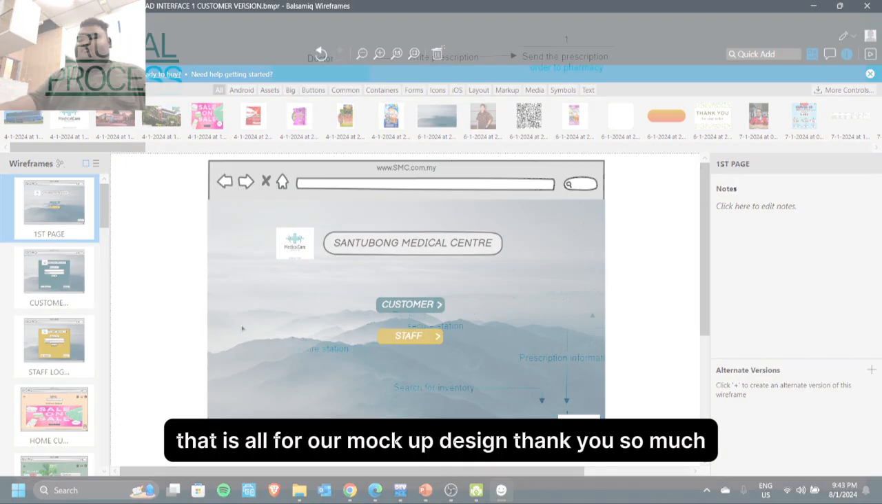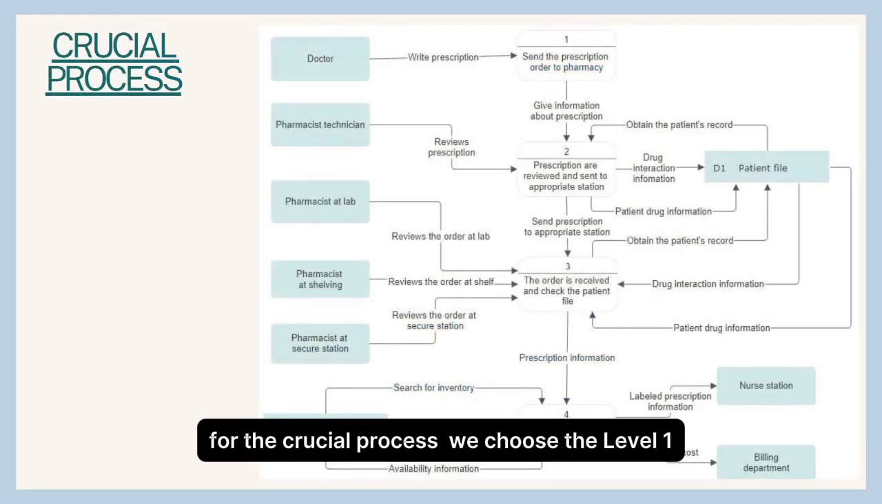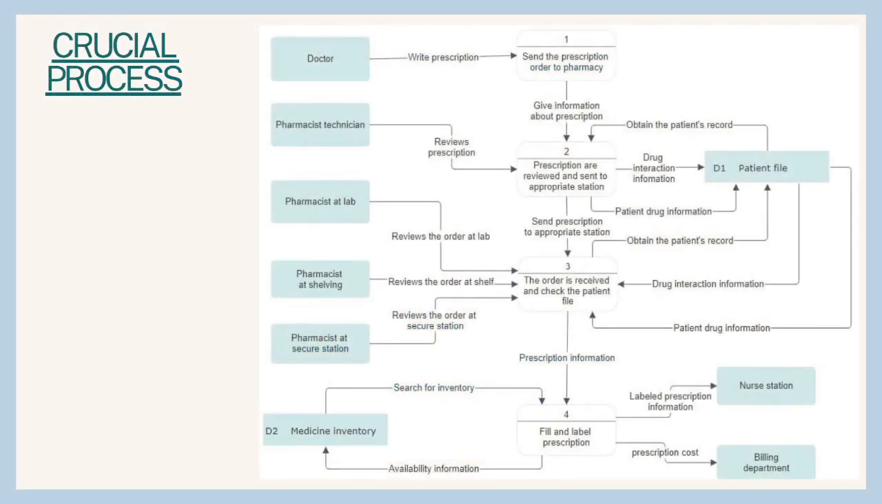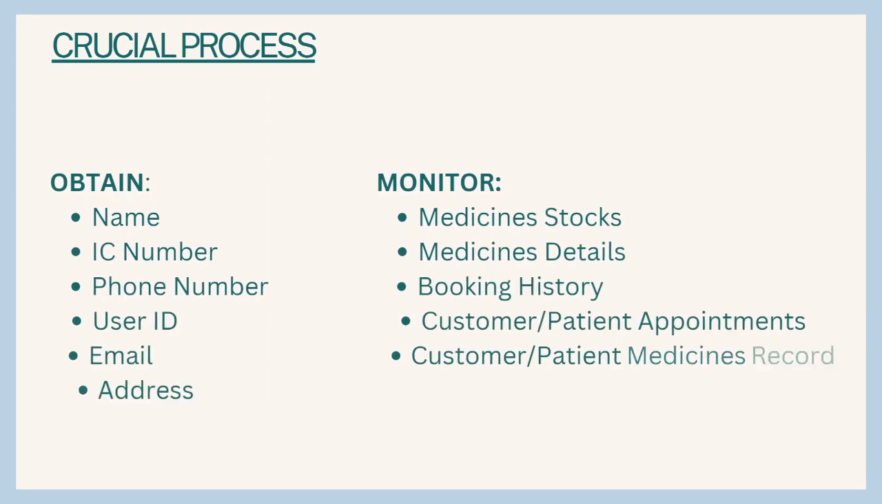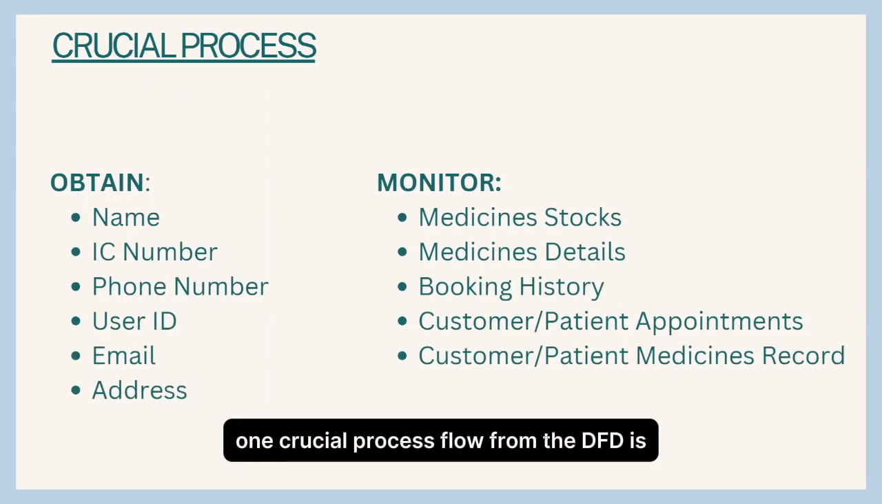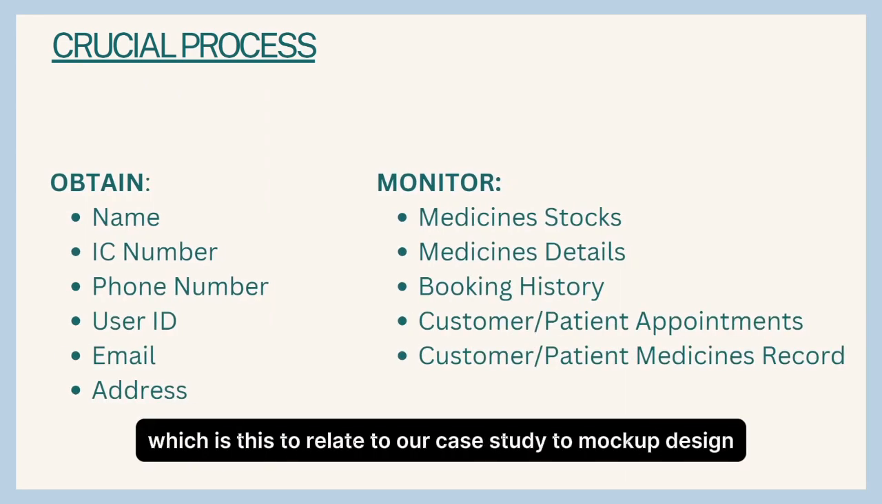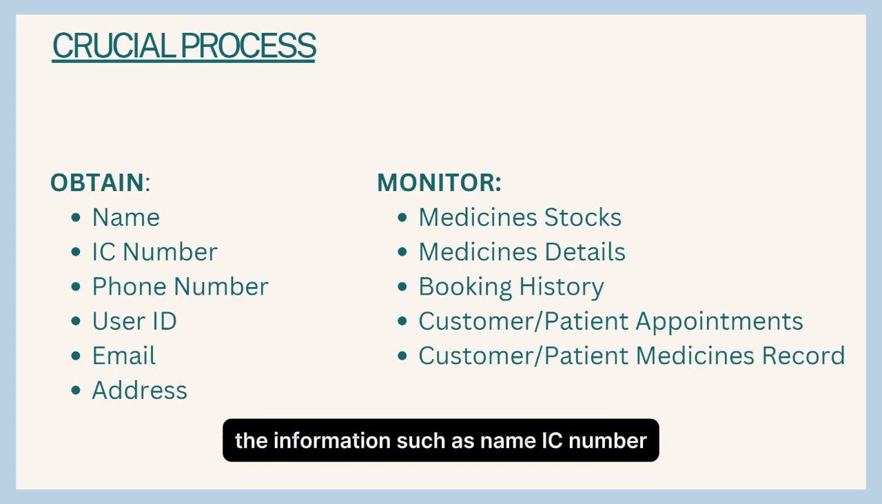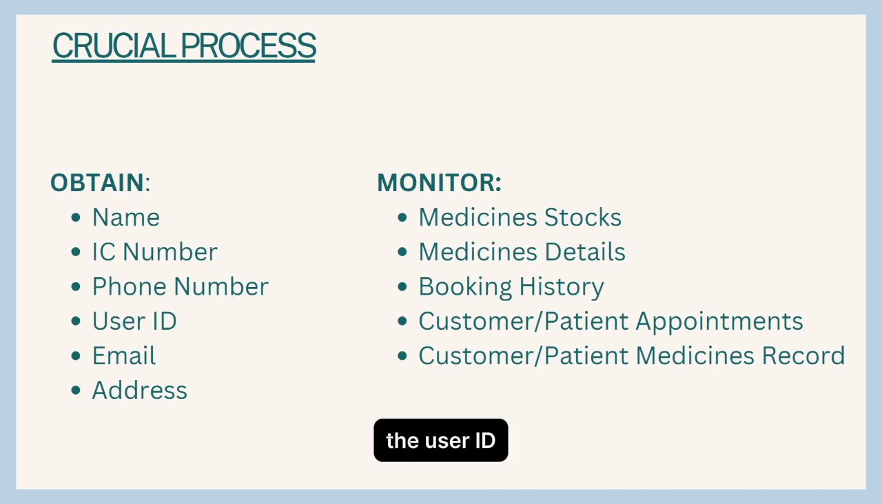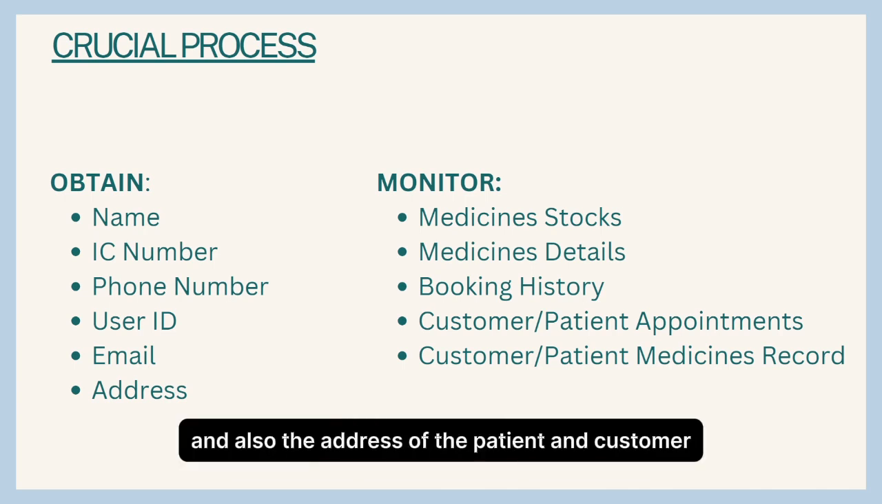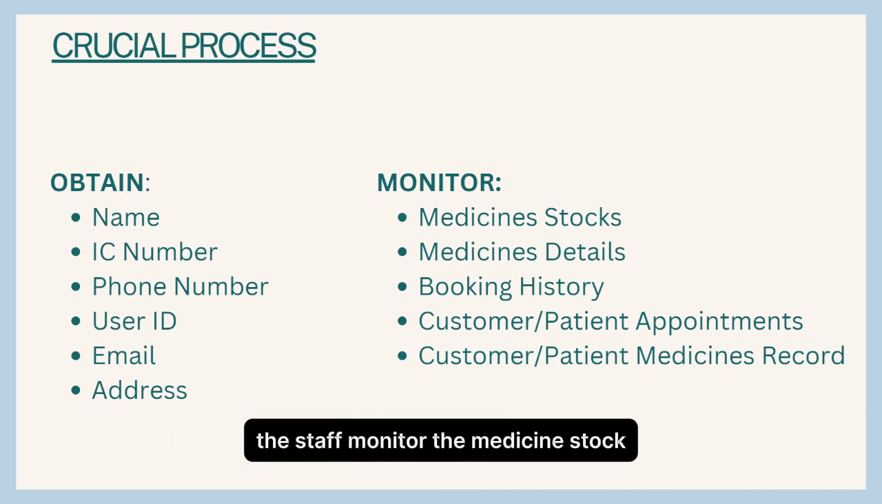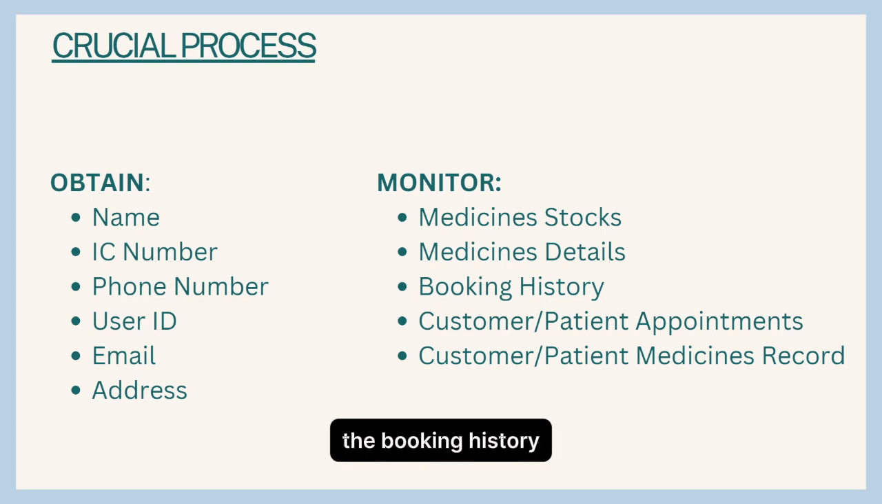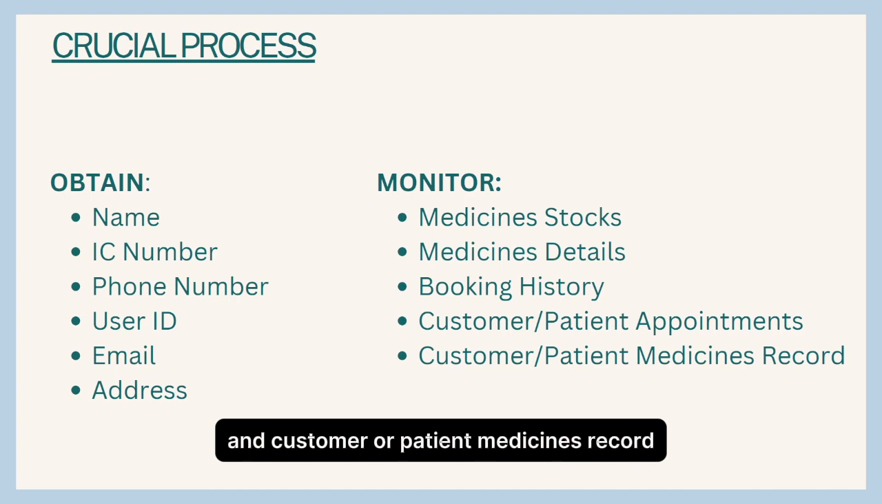Thank you so much. For the crucial process, we choose the level 1. One crucial process flow from the DFD is we choose this to relate our case study to the mock-up design. From the process flow, we obtain the patient information such as name, IC number, phone number, the user ID, email address, and also the address of the patient and customer. We also monitor the medicine stock, medicine detail, the booking history, customer or patient appointments, and customer or patient medicine record.